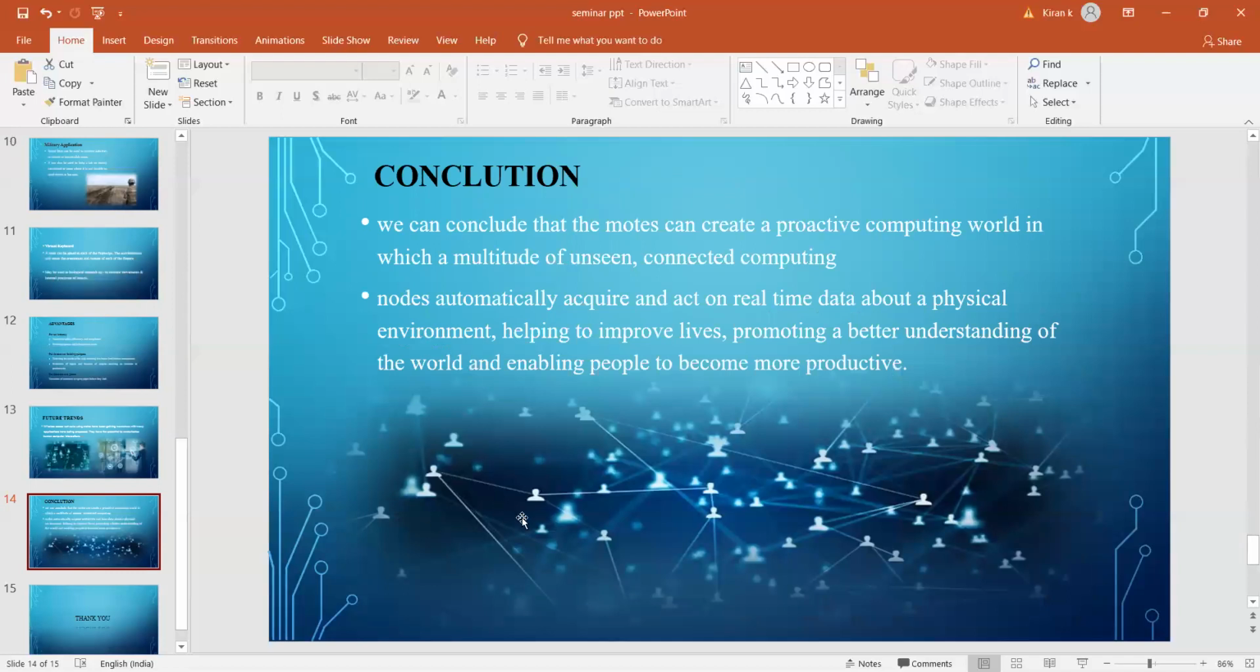So by this Smart Dust seminar, we can conclude that Smart Dust can create a proactive computing world in which a multitude of unseen connected computing nodes automatically acquire and act on real-time data about a physical environment, helping to improve lives, promoting a better understanding of the world, and enabling people to become more productive.